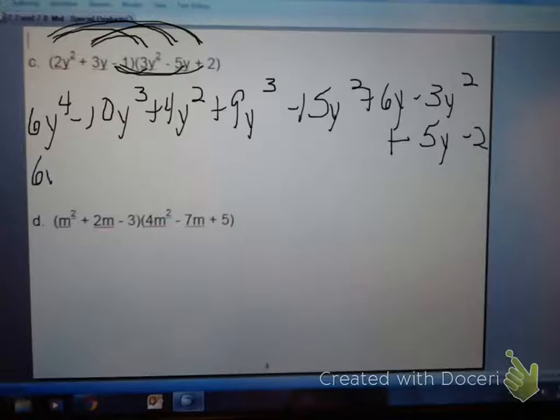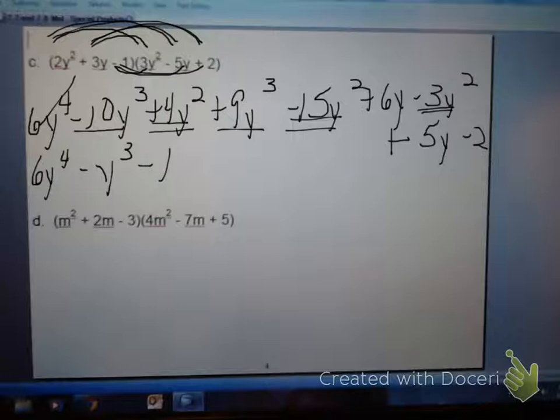Combine like terms. I don't have anything to combine 6y to the 4th with. Negative 10y cubed and positive 9y cubed is a negative 1y cubed. 4y squared and a negative 15y squared is a negative 11y squared, and a negative 3y squared is a negative 14y squared. 6y and 5y is 11y, minus 2. So be very careful about this one. It can get very long and messy.